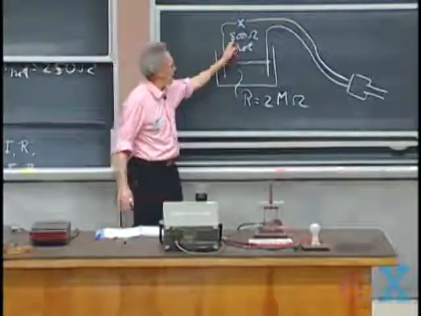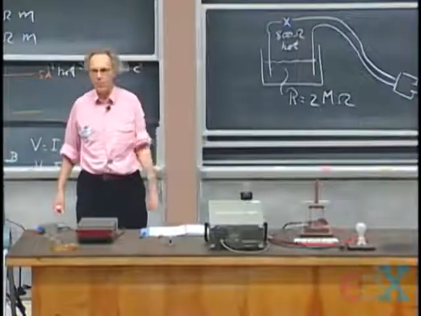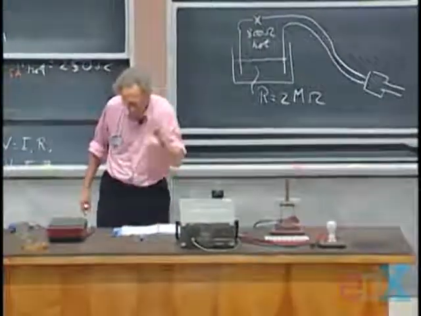So when I plug this into the wall, the current that will flow is extremely low because it has to go through the 800 ohms and through the 2 mega ohms. So you won't see anything. The light bulb will not show any light.